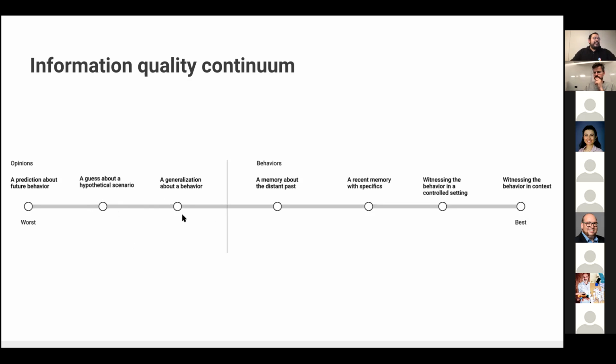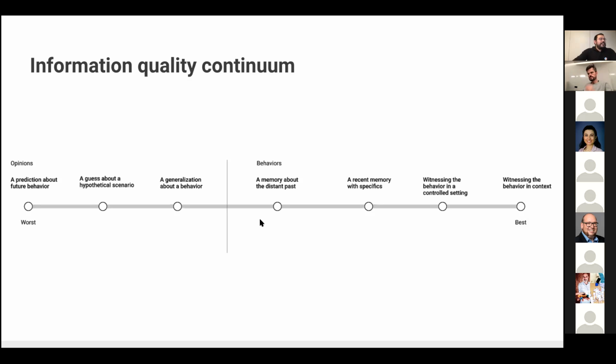Next to that is a generalization about a behavior, which is something similar to what I've shown you in the quote above. And that is always saying things like, well, I always check my email in the morning, or I always have breakfast at 8. Those sort of things are not very good data, and you should avoid it. And we'll talk about how to avoid it a little bit later.